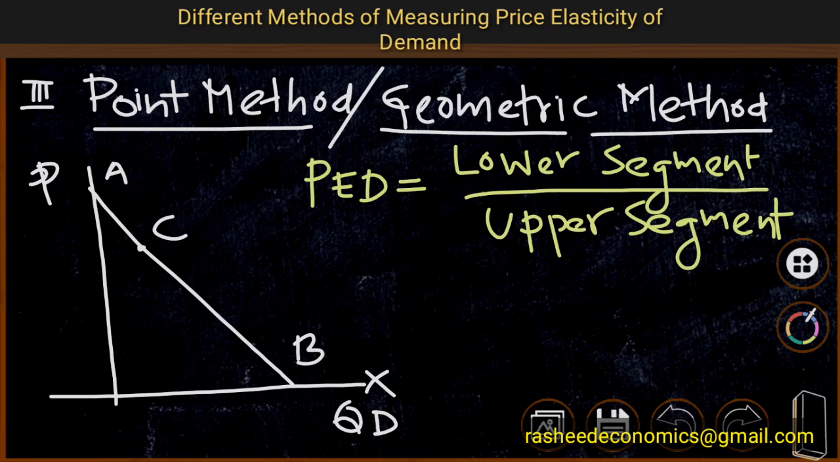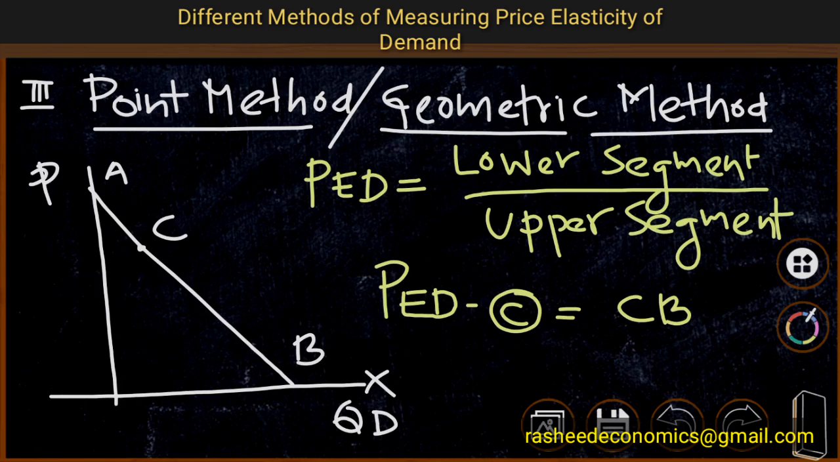Suppose we want to measure elasticity at point C. The equation is: price elasticity of demand is equal to lower segment divided by upper segment. That is, price elasticity of demand at point C is equal to CB, the lower portion of the demand curve, divided by the upper portion, AC. Here we know that CB is greater than AC, and therefore this value, price elasticity of demand, will be greater than 1.